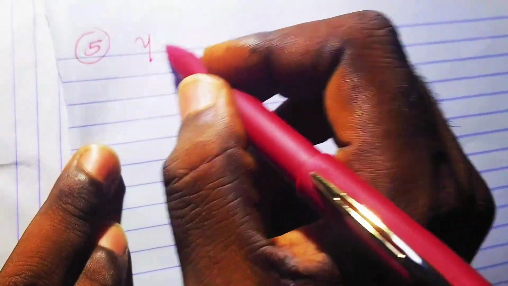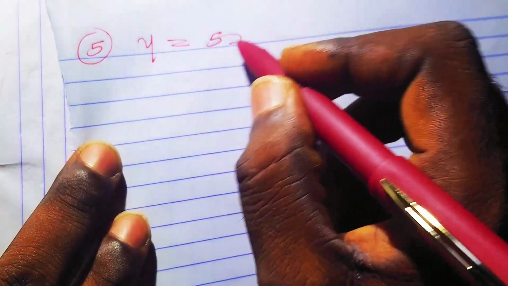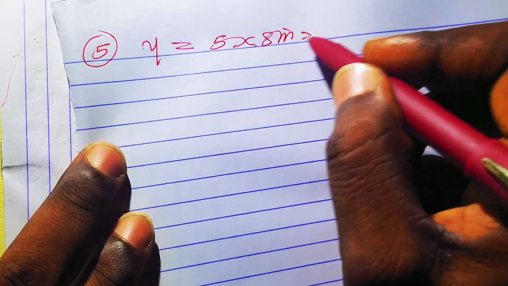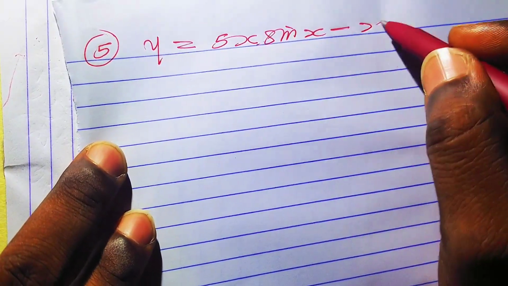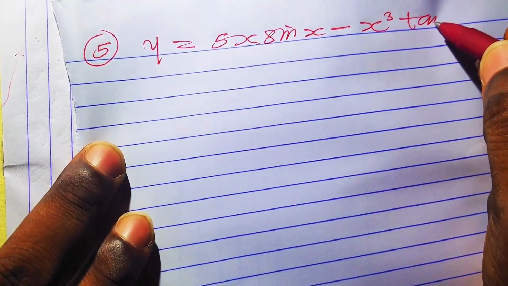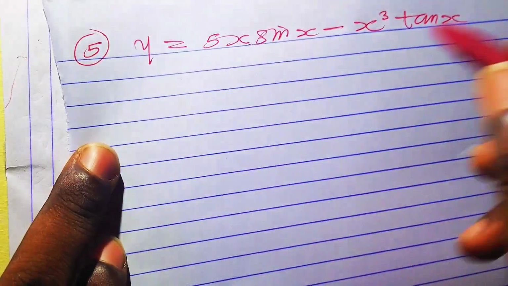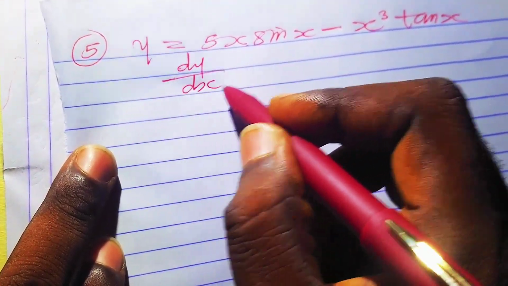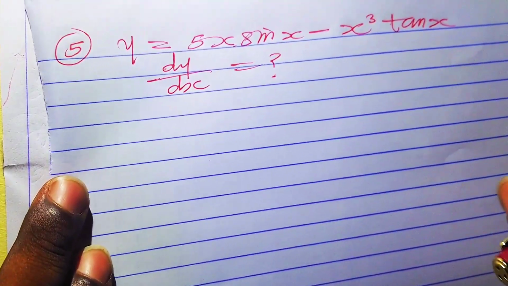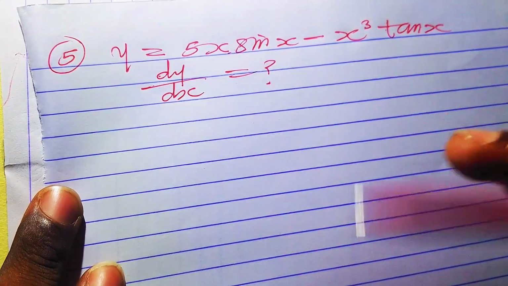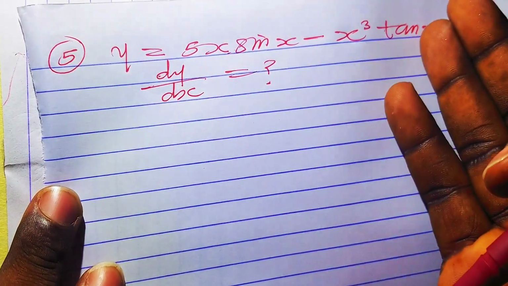If given y equal to 5x sine x minus x cubed tan x, we have to find dy/dx, equal to what? In this case we can apply the product rule to solve each part.